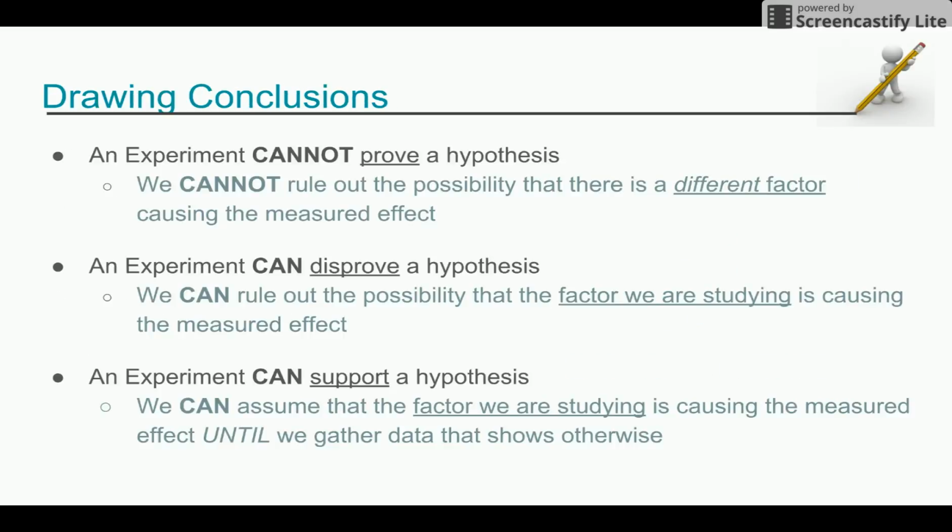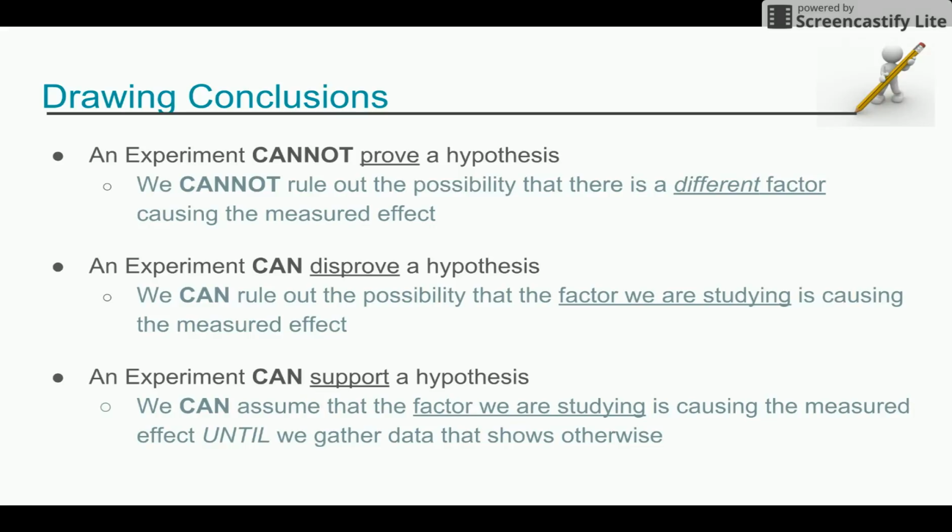And I want to go over a few things kind of related to this. So when we're drawing conclusions, a few things to note. An experiment cannot prove a hypothesis. We never say that a hypothesis is proven. It's always possible that there's a different factor that we're not looking at that is causing the effect.